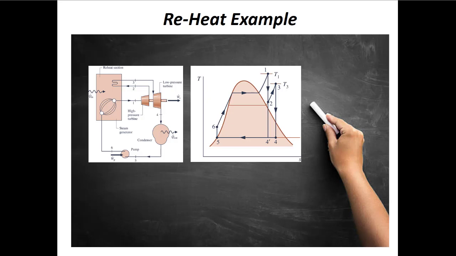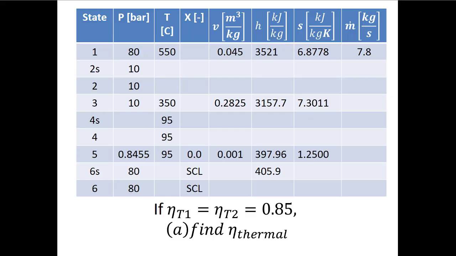So today, what we're going to do in this lecture is do an example where we solve a reheat Rankine cycle. So on a problem like this, I might get a semi-complete state table that looks something like this, where the problem has already solved state 1 for me, and state 3 for me, and state 5 for me. I know something about state 6S, but I don't really know anything about state 6. I'm told, though, that as I move through the turbines, I have an 85% isentropic efficiency.